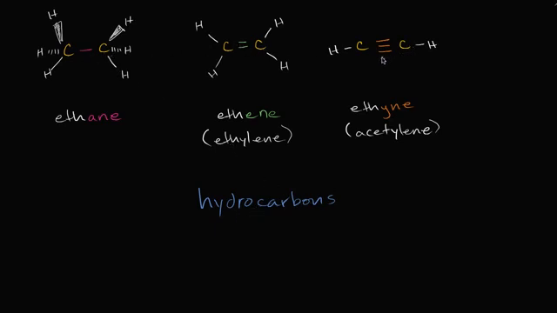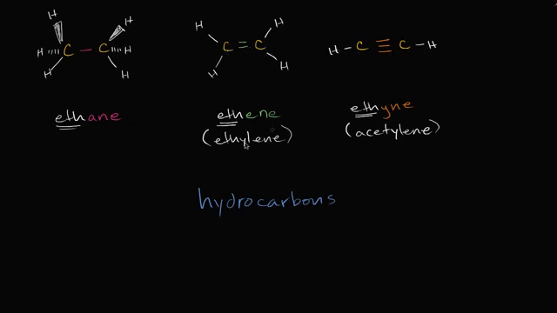Here are 3 examples of hydrocarbons. These all have the prefix eth in the beginning of them because their longest chain has 2 carbons. And if you want to study how to name hydrocarbons, or actually organic compounds in general, I encourage you to look at the organic chemistry section of Khan Academy, where we go into depth on it. But this is just going to dip our toe in the water, just so we get a little bit familiar.